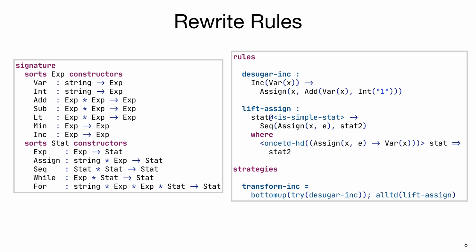This is done by the lift assign rule, which pattern matches on simple statements, a condition we will see later that selects for non-sequence statements. Then in the where clause, the onceTD strategy searches and replaces an assignment in an expression in the statement by a variable reference. Finally, the lift assign rule returns a sequence of the embedded statement from the expression and the transformed statement.